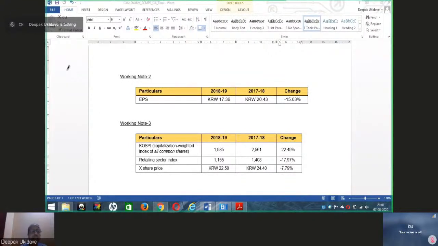When you are looking at these percentages, that point should quickly come to your mind. Not interested in looking at this 22.49. You should look at 17.97 versus minus 7.79. That's all. We should not look at this all share price index. So these were the three annexures, working notes, which we have prepared, and that will now enable us to do the commentary, or enable us to do the analysis and highlight the same.